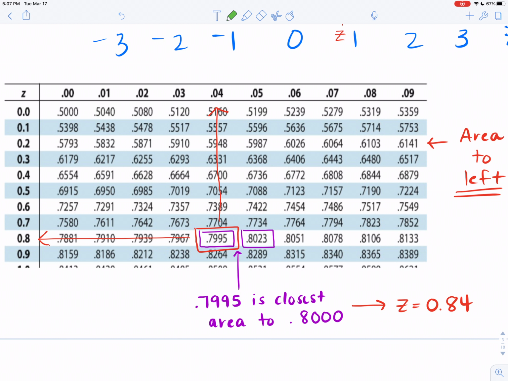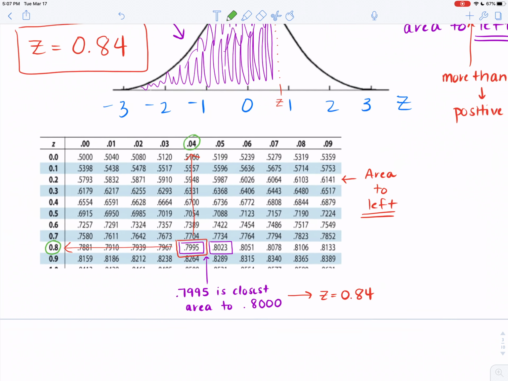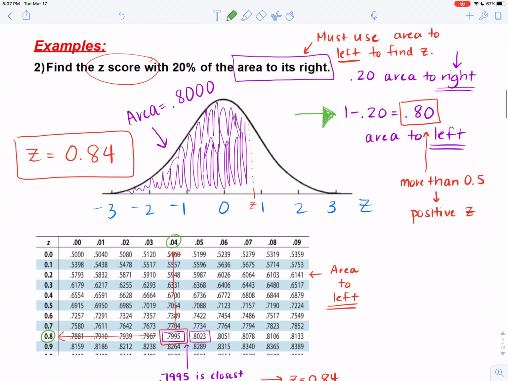Now, the other thing you'll notice here is my exact area was not there. Not every possible area is going to be in here. So what I do in that case, when my exact area is not there, is get as close as I can. So the closest area to 0.80 is 0.7995. And that's the best I can do as far as getting close to the area of 0.80. So I use that closest area. And then the row and the column gave me a z-score of 0.84.